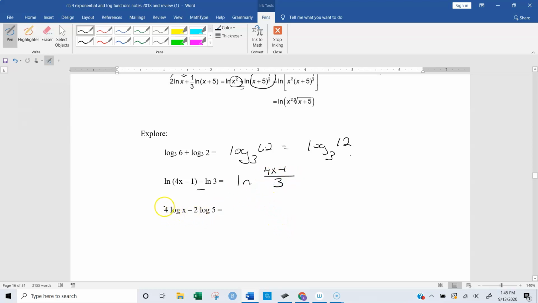Here we have things in front, so we must bring those up first because that's our power rule. So we have log of x to the 4th minus log of 5 squared. Then we know subtraction means division, and we still have 2 logs, so we know we are not done, of x to the 4th divided by 5 squared, or log of x to the 4th over 25. I hope you did a great job.